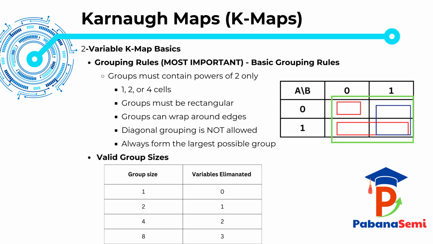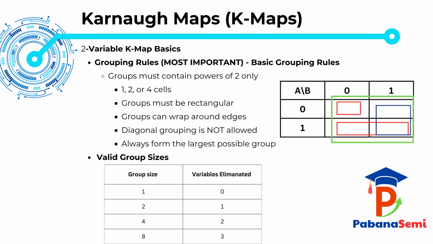Fourth rule, diagonal grouping is not allowed. Cells that touch only at the corners cannot be grouped together. Final and most important rule, always form the largest possible group. Larger groups eliminate more variables, which directly results in simpler logic.